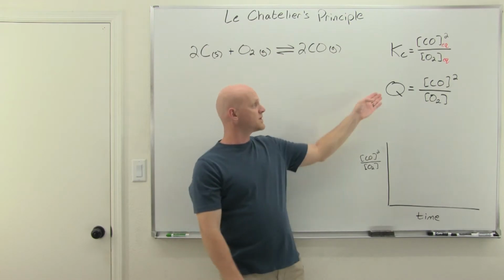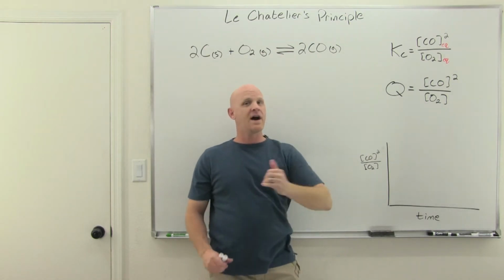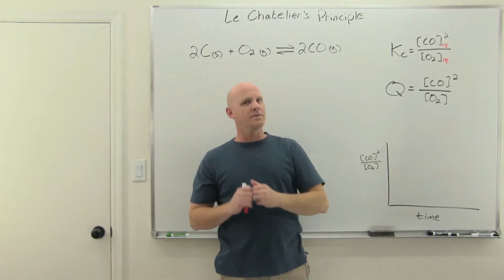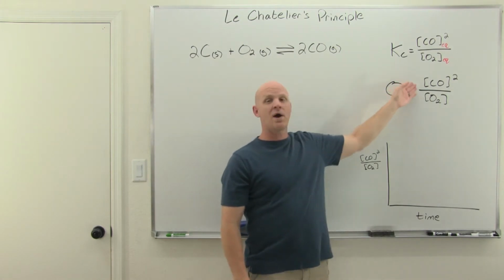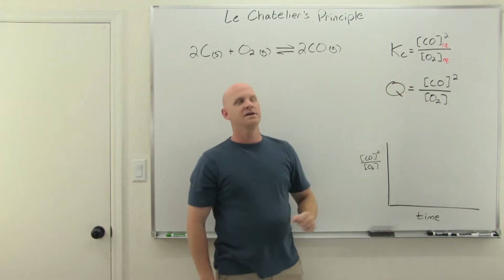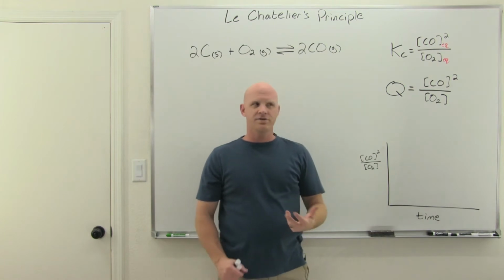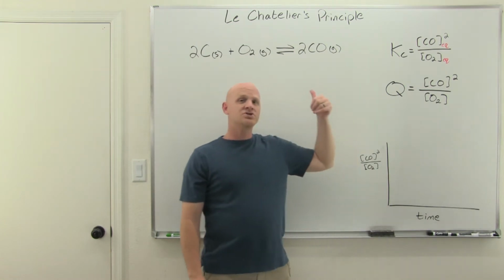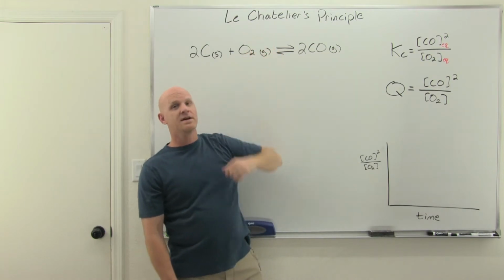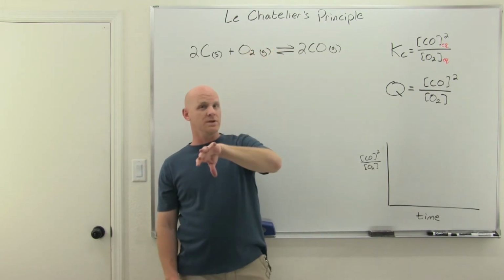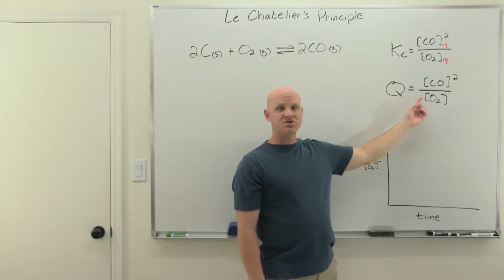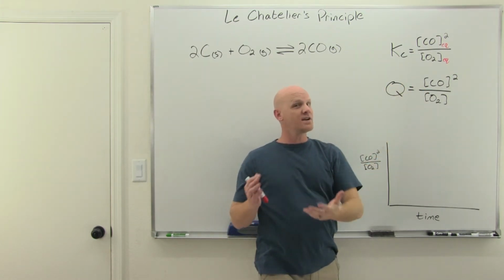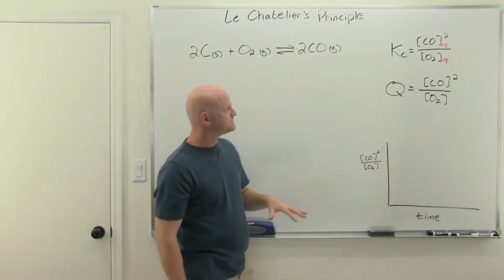Sometimes we're going to see that Q and K have the same value, and if that's the case, then you're at equilibrium. But if Q, the ratio that you actually have in your solution right now, doesn't equal the equilibrium constant value, then you're not at equilibrium. That's kind of the deal. We're going to be looking at stresses that take a system that has achieved equilibrium and take it out of equilibrium, which is why we need to talk about this ratio under conditions where it's not at equilibrium. That's why we're coming up with this.